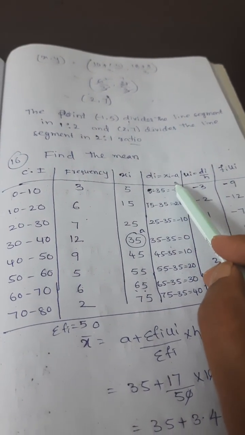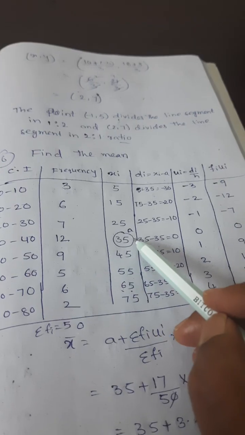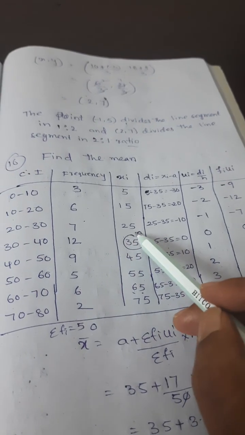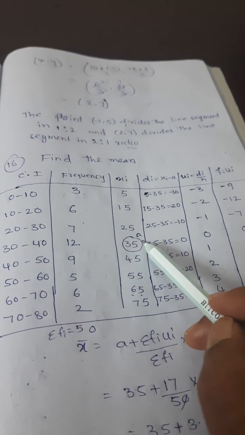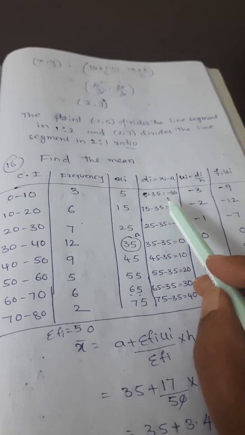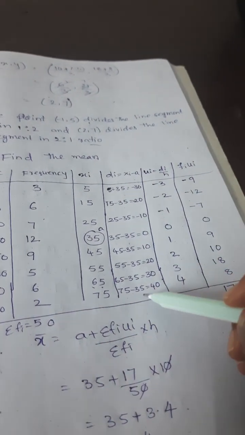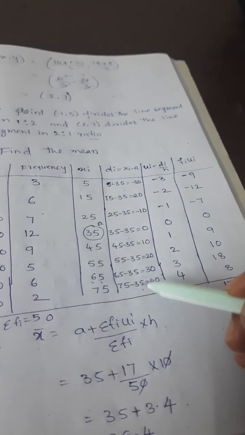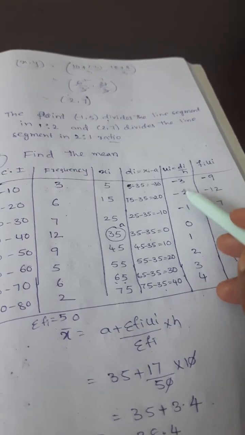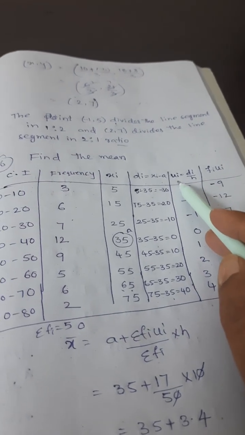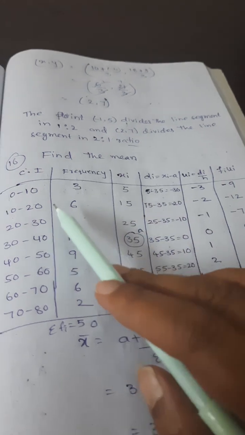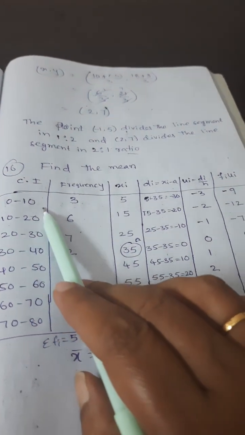Di means xi minus a. We can take any xi value as a. I am taking here a as 35. So I subtracted that, and we will get these di values. Then we should divide by h. We will get the ui values. So h means the class size, which is 10.